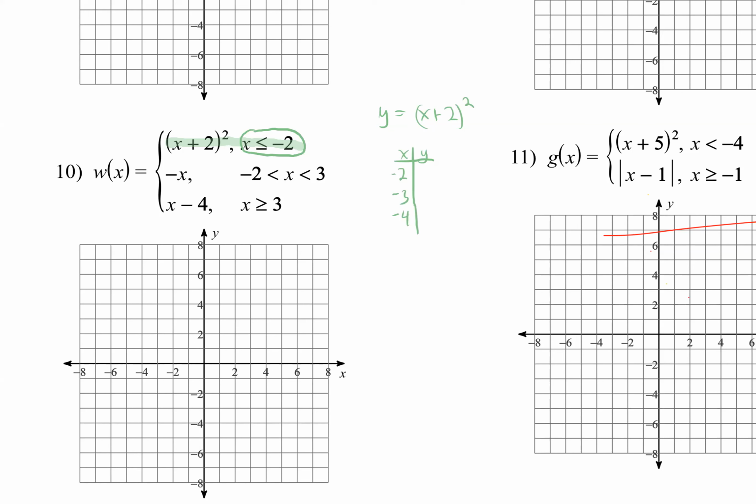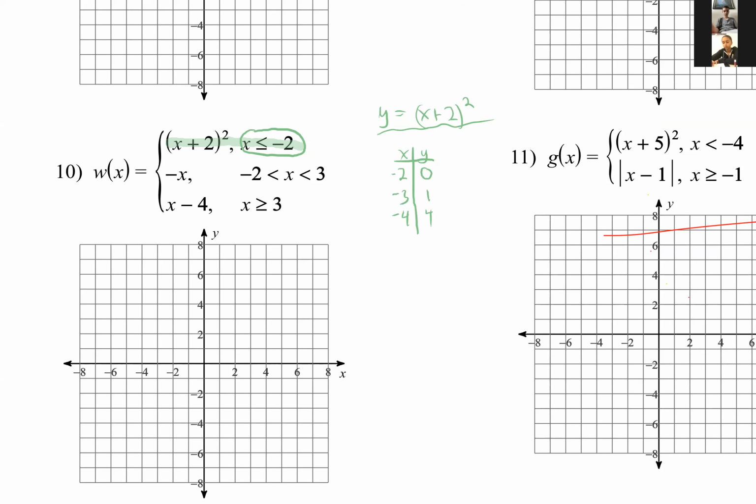Okay. So right here, when you plug in -2 into this equation, it's going to give you 0. When you plug in -3, it's going to give you 1. When you plug in -4 in here, it's going to give you 4. -4 plus 2 is -2. When you square that, you get 4. So I'm going to plot these points.